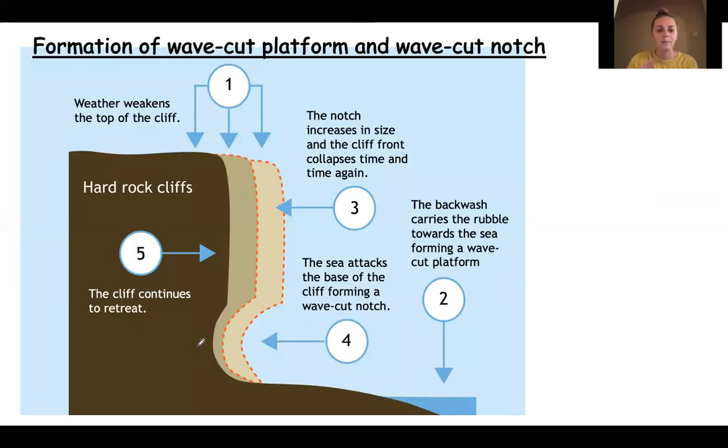Here's a diagram to show you in a bit more detail how these form. You can see here that the sea is attacking the base of the cliff, forming this undercut, this wave-cut notch. Then the cliff is overhanging. There's nothing underneath it to support it, so the cliff will eventually fall in. This cliff here will once have been here, and all it's done is retreat backwards into the coastline. And then the wave-cut platform, this flat bit of rock at the bottom that you can see when the tide is out.